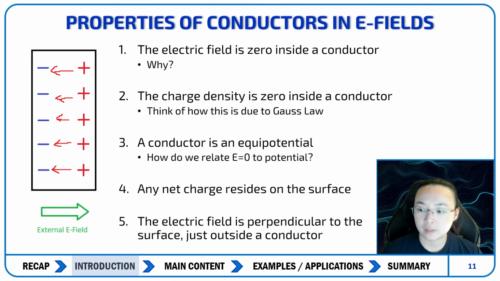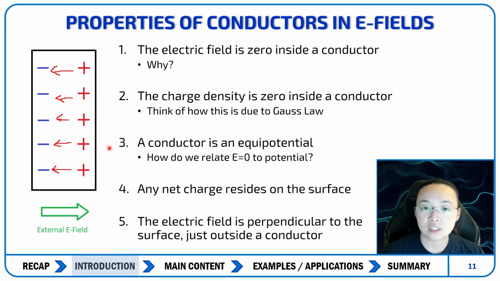Okay, so the last one says that the electric field is perpendicular to the surface just outside a conductor. Now, does this make sense? We kind of have to walk through the process. We know that all the charges are going to reside on the surface. So based on this diagram, we know it's always on the surface. And we also know that at any point on the conductor, it's an equipotential. So between these two, we know that all the charges on the surface should also produce an equipotential, and therefore the entire surface of the conductor is an equipotential as well.